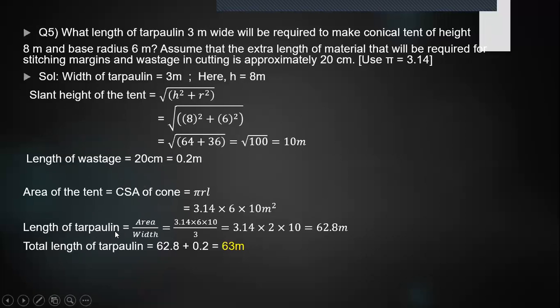So length of tarpaulin is equal to area upon width. That is the area you have just calculated upon the width, which you've written earlier. See how easy it is to cancel 6 and 3 now. If you had multiplied, cancellations would have been difficult. That's going to give you the length of tarpaulin as 62.8 meters. But that's not the complete length because the wastage also needs to be added. So the total length of tarpaulin is equal to 62.8 plus 0.2, which is 63 meters.